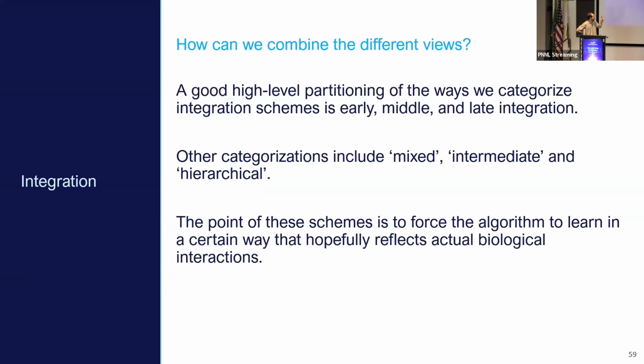So I will be talking about it in terms of these three categories: early, middle, and late. Also mixed in with other categorizations in the literature, such as mixed, intermediate, and hierarchical. You can take a guess at what some of those mean, but hopefully I cover them well enough in this presentation. So like I said, the point of all these schemes is to force the algorithm to learn in a certain way that reflects what's going on in your data.